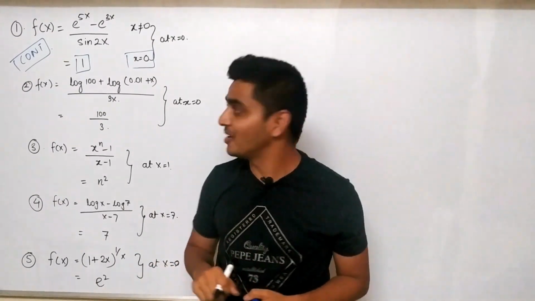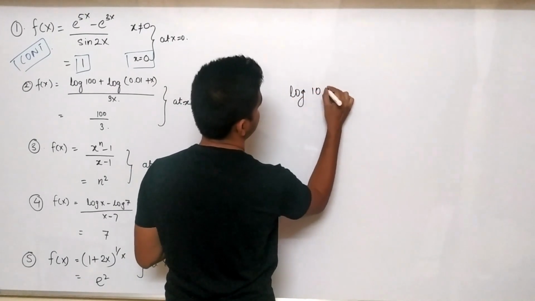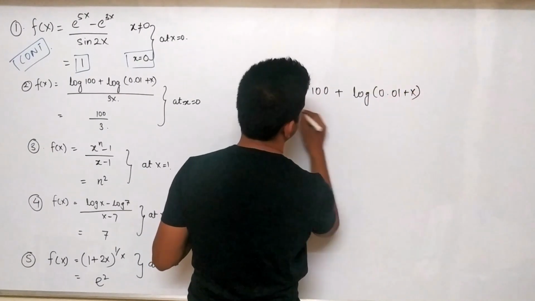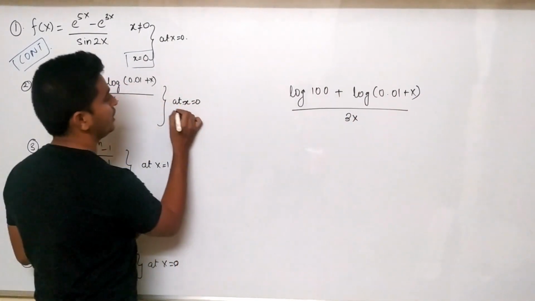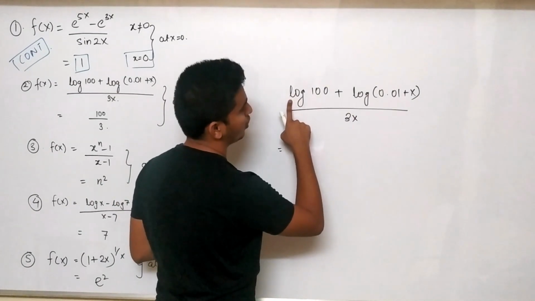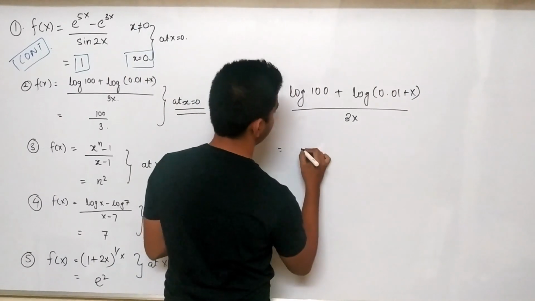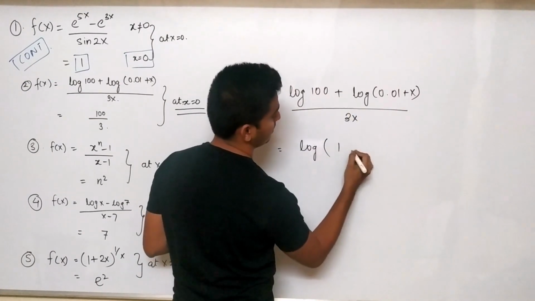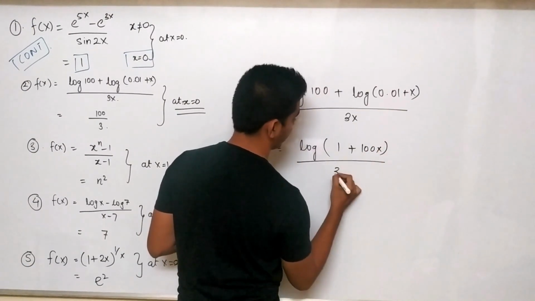Now let's take the second example, which is log of 100 plus log of 0.01 plus x, whole upon 3x, and we have to check the continuity at x equals 0. Now we'll simplify this. We can say that log of a plus log of b is also known as log of a times b. So we'll multiply this, which is log of 100 times 0.01 will be 1, plus 100 times x is 100x. Everything divided by 3x.